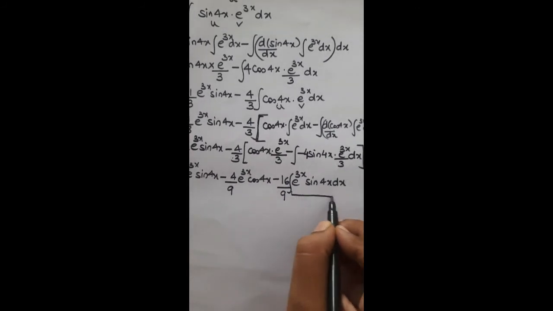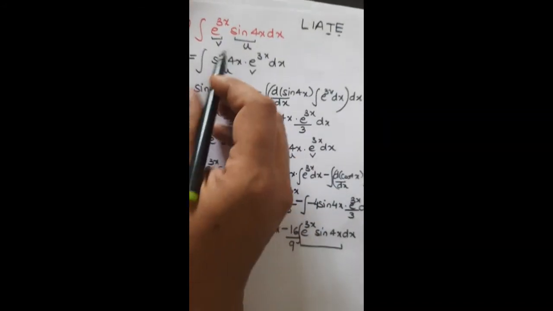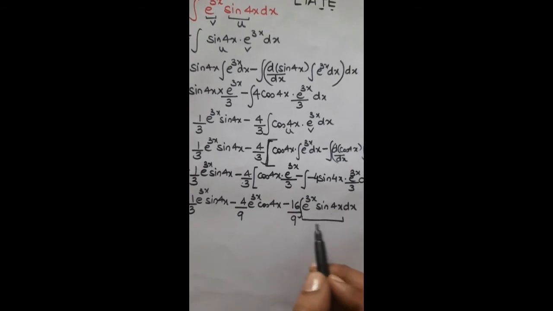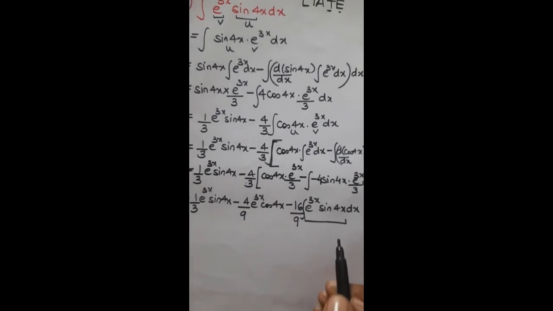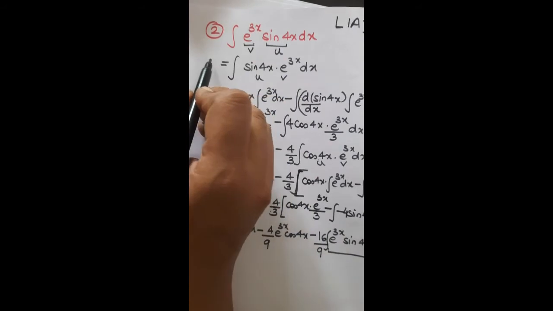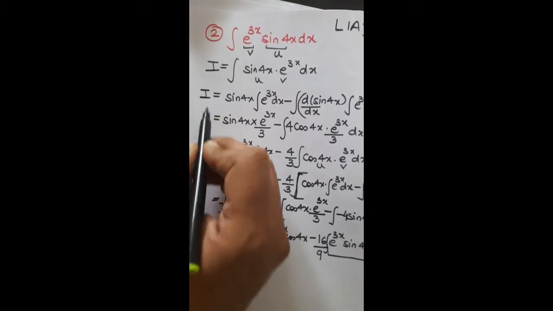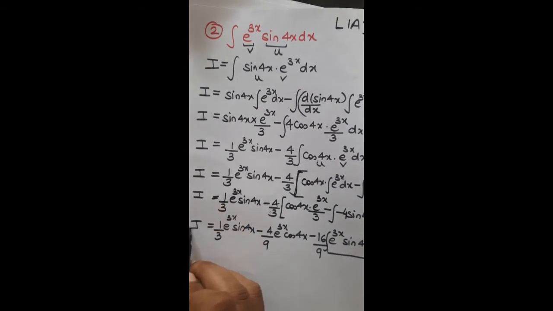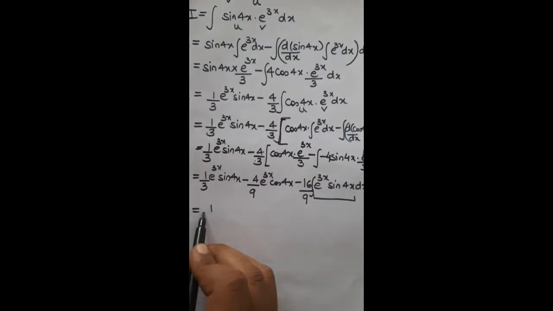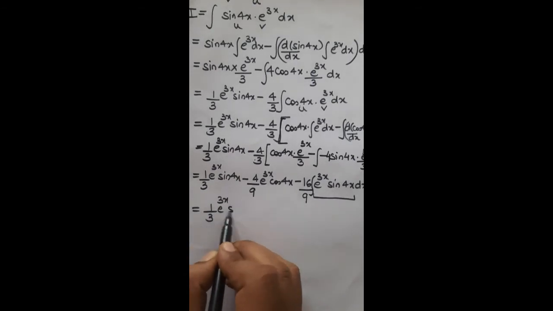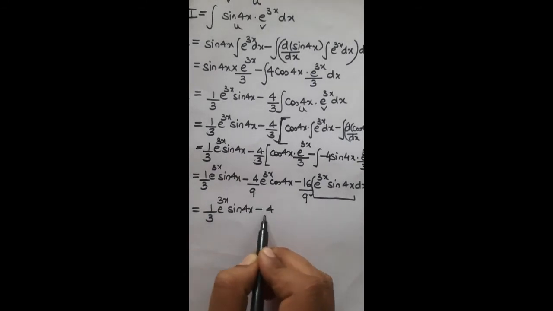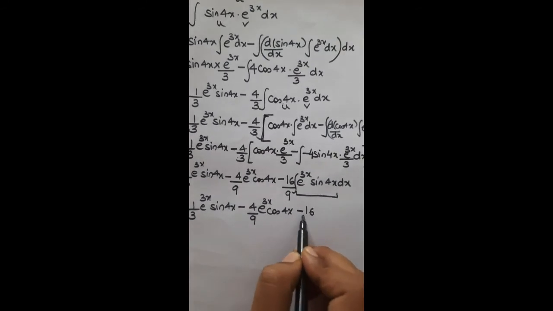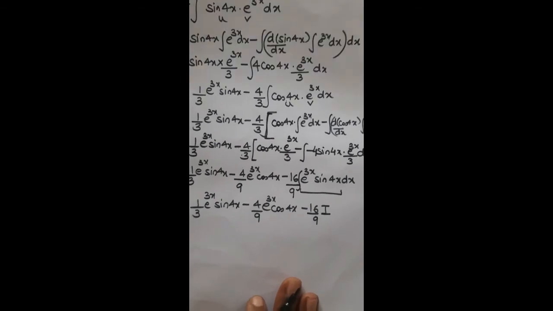Now this integral and this integral is same, so I will keep on getting this integral, so I have to stop somewhere. So what I will do is I will name this integral as I. I will call this integral which I have to solve as I. So this is I is equal to 1 by 3 e raised to power 3x sin 4x minus 4 by 9 e raised to power 3x cos 4x minus 16 by 9 times I.